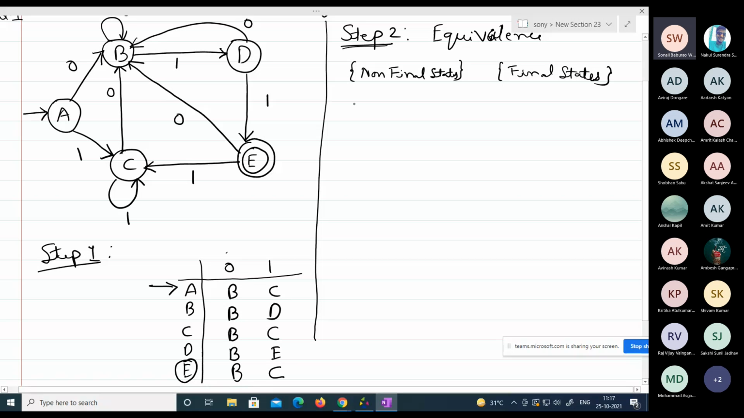Now I'm going to write it down. Non-final states are A, B, C, and D. A is the initial state, which means it is not a final state. Then I have other states B, C, and D. And my final state is E. So this is my first equivalence, called the zero equivalence. The first step is grouping the non-final states and final states. This is called zero equivalence. Okay, is this clear?